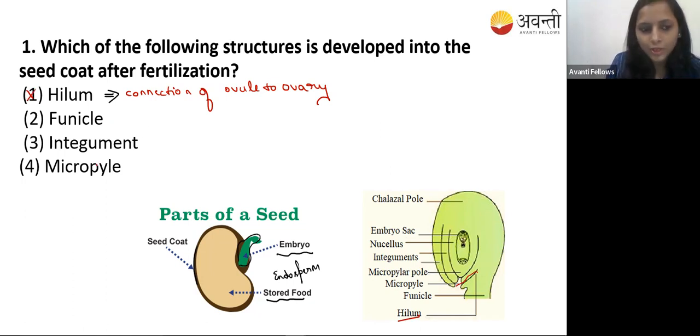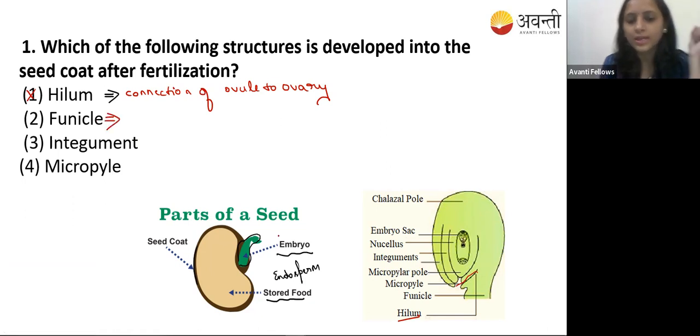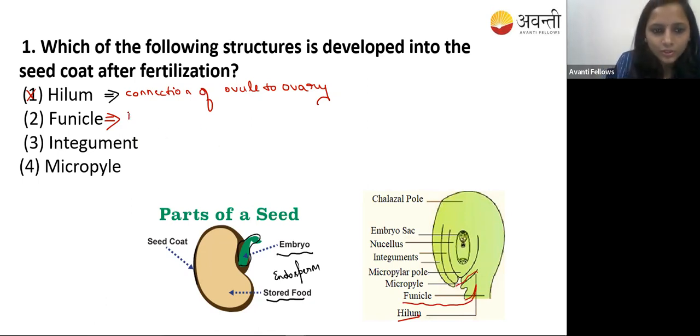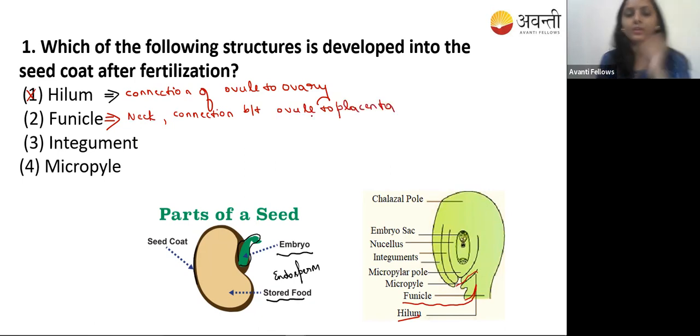Coming to option two, the funicle. Here you can see the funicle. The funicle is a filamentous, neck-like structure. It helps in the connection between the ovule and the placenta. So that is why option two is also wrong.